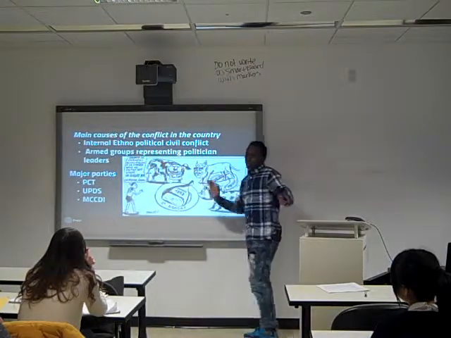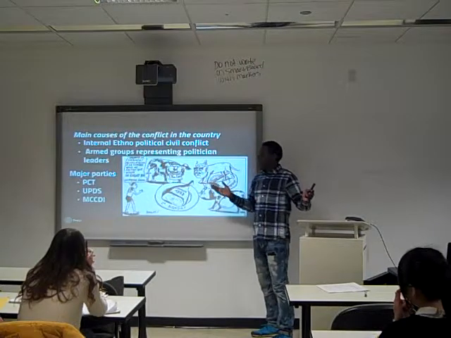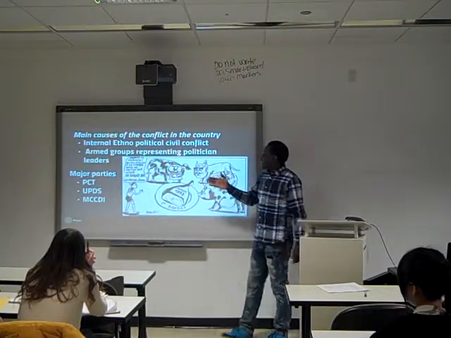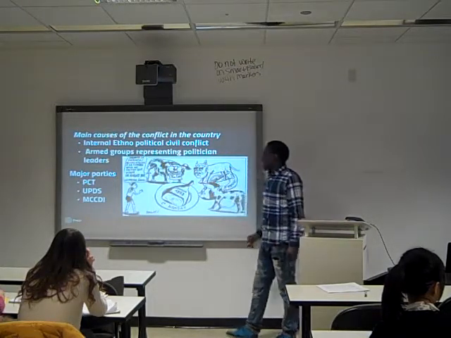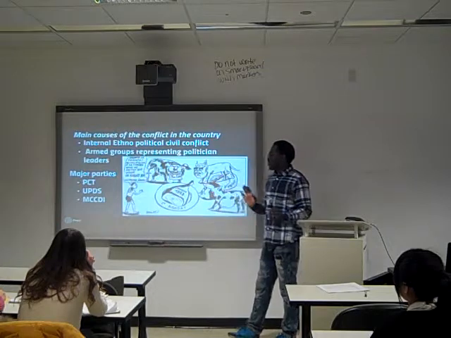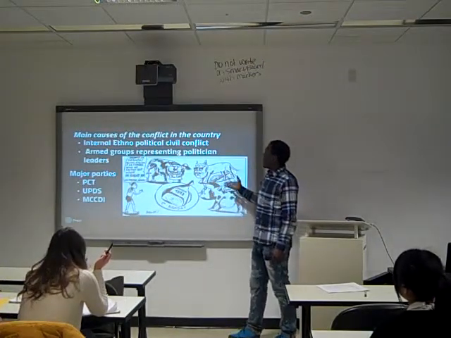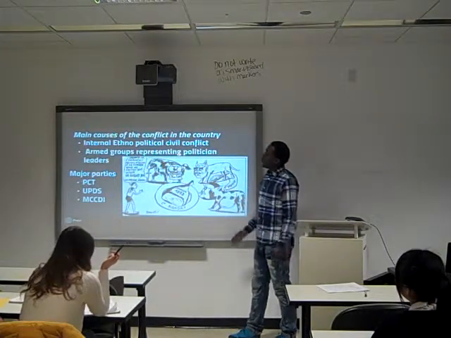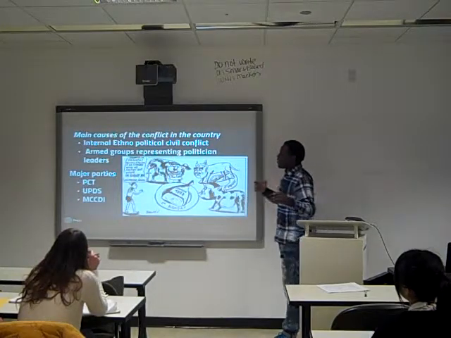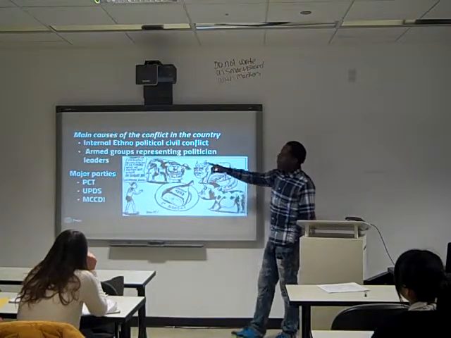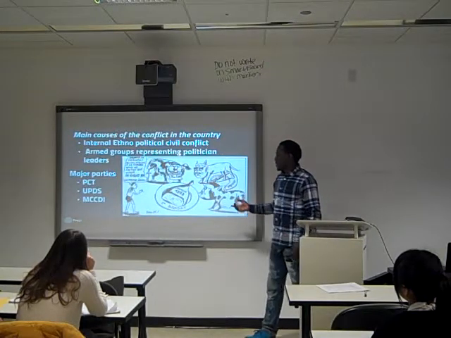Each of those major parties represented a group of ethnicity, and those ethnicities were represented by their leaders. Once the president was elected, the other parties didn't agree. They contested his election, and they created those movements. They created people who were behind them, supporting them. They were armed people following them because they wanted to get the power.